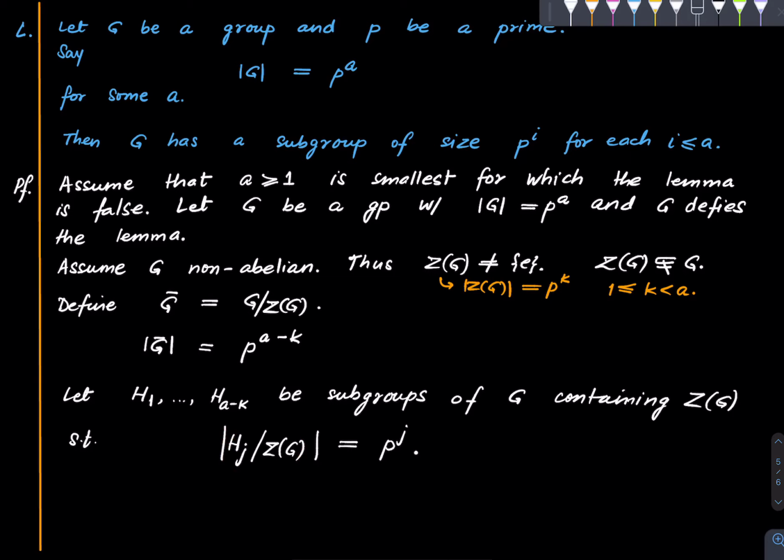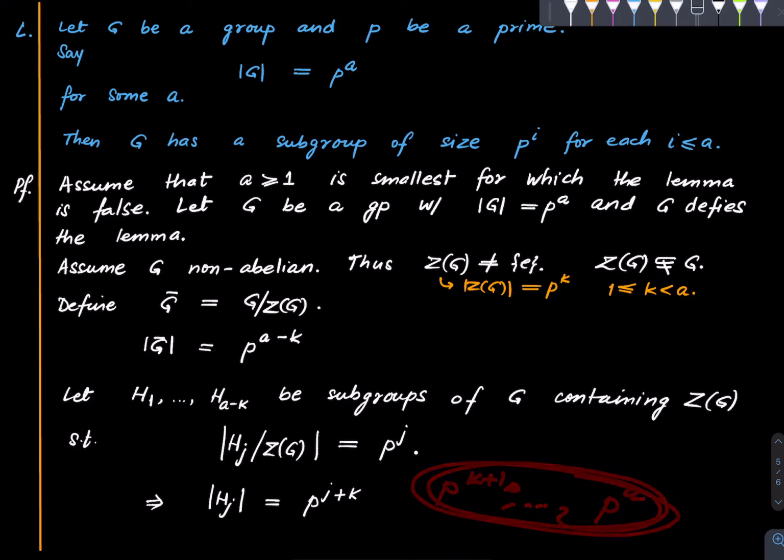Okay, so what does that mean? This means that the size of H_j is p to the J plus K, because this is nothing but the size of H_j divided by the size of Z(G). Right, so what we have shown so far is that G has subgroups of size p to the power K plus 1 up to p to the power A. So all of these sizes are available in G.